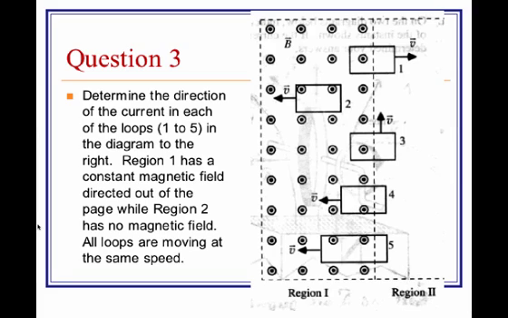Region 1 has a magnetic field out of the page, and it's a constant, uniform magnetic field, and region 2 has 0 magnetic field. All loops are moving at the same speed, but their direction is different, so you can find the direction on there based on this chart. Lenz's law, change in magnetic flux. I'll put the answers online so you can check this, all right?